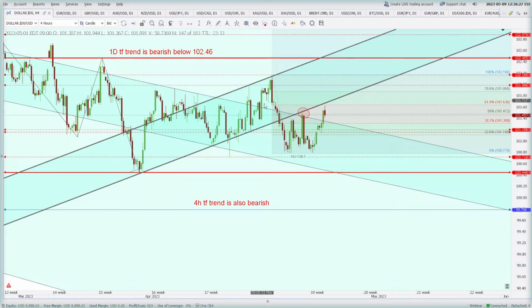So keep these levels in your eyes: 102.46, 102.16, 101.98 on the upside. On the downside, keep an eye on the 101.15 and 101.19 area. These may provide some support to the price.